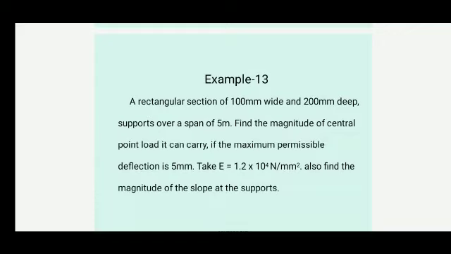A rectangular section of 100 mm wide and 200 mm deep supports a load over a span of 5 meters. Find the magnitude of the central point load it can carry if the maximum permissible deflection is 5 mm. Take E is equal to 1.2 into 10 to the power of 4 Newton per mm square. Also find the magnitude of the slope at the supports.